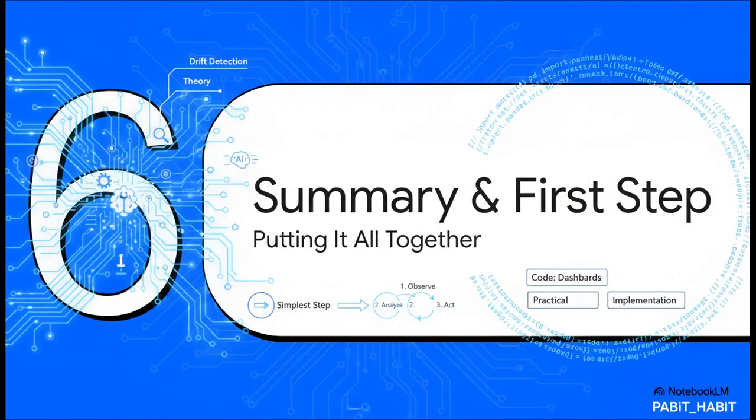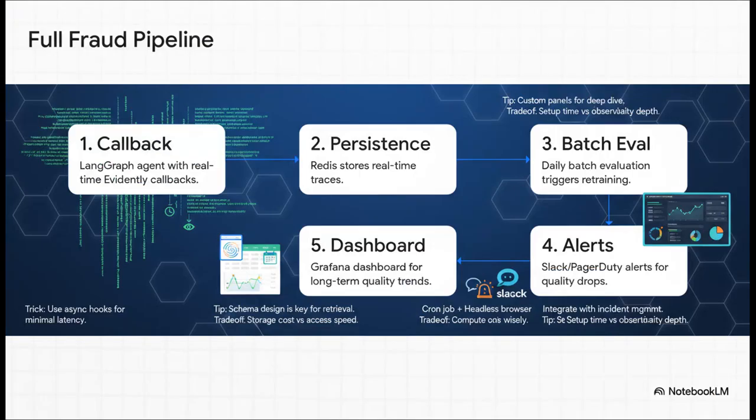Whew, okay, we've covered a ton of ground here, right? From the high-level theory of why models fail, all the way down to the code and dashboards. Let's do a quick recap of the whole workflow, and then I'll give you the single most important first step you can take. So here it is, the whole shebang, the full production-grade pipeline. It starts with those Evidently callbacks inside your agent, capturing data in real time. That data gets saved, and then you run daily jobs to evaluate it, which can fire off alerts to Slack and feed those beautiful trend charts in your Grafana dashboard.